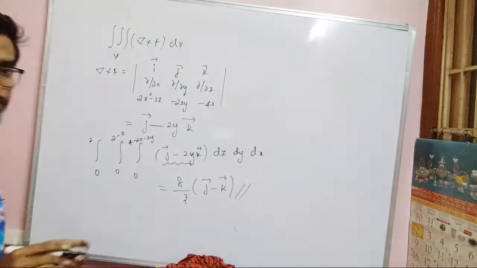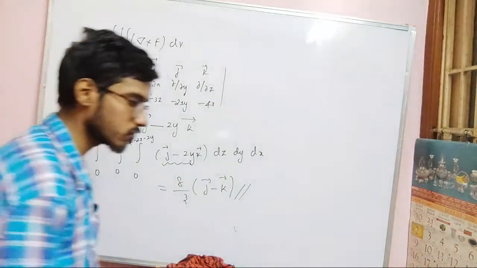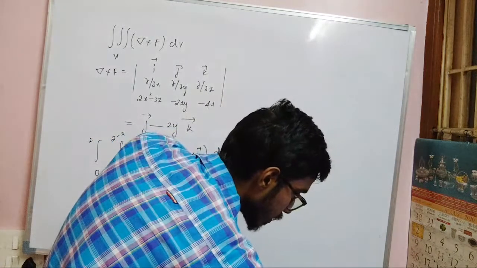The only thing is you need to integrate. The only formula I am going to use is the x power n formula, and you are going to apply the upper limit and the lower limit.